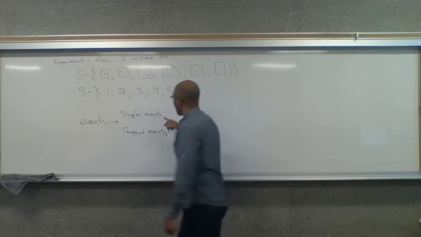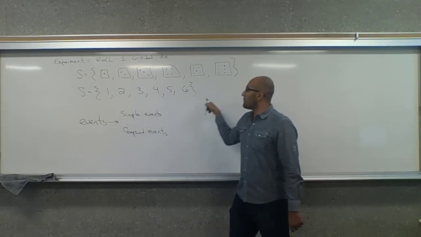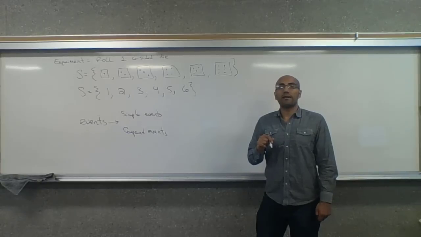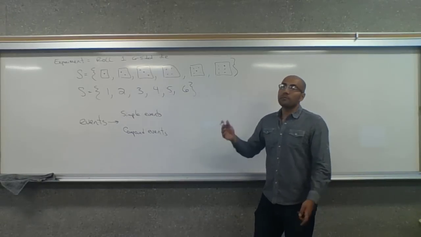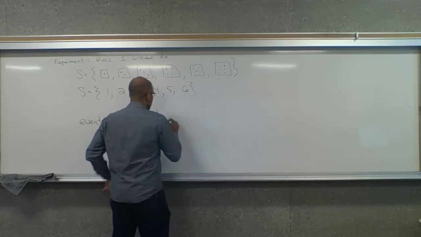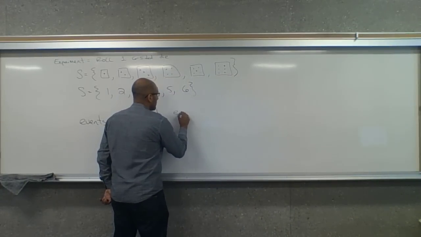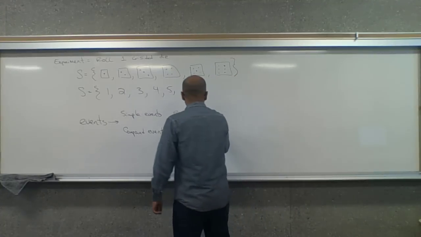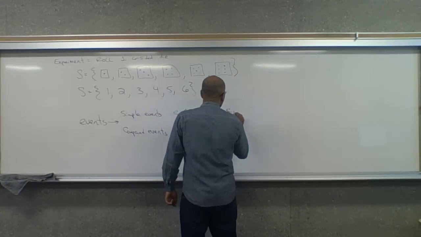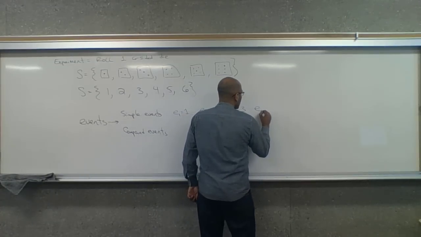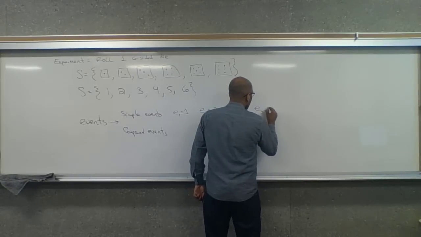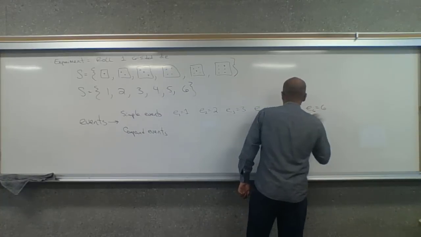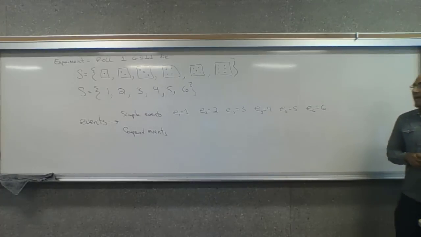So simple events are events that are one outcome, only one unique outcome from our sample space. And usually we use the letter lowercase e with a little subscript to identify them. So in this case, simple events could be, for example, E sub 1 is defined as you rolled the number 1. That's a simple event. Or maybe you rolled the number 2, or the number 3, or the number 4, or the number 5, or the number 6. Those are all the simple events that you could have.